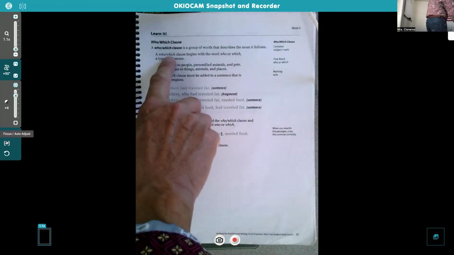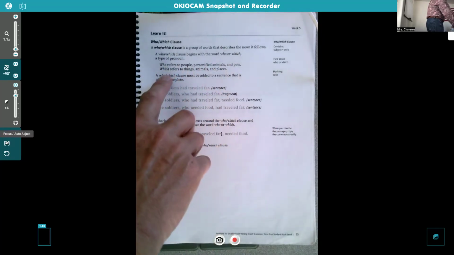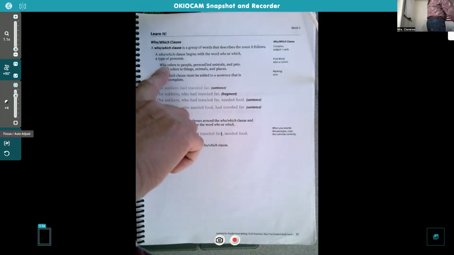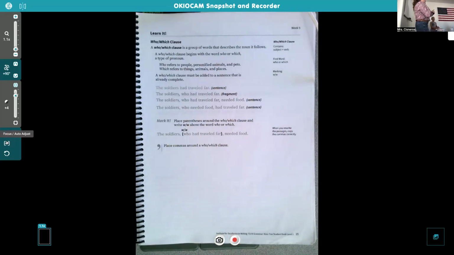So in a who which clause, it begins with the word who or which. We use who when we're talking about a person, like Ashlyn, who is seated at the end of the table, is smiling at me. I'm telling the noun is Ashlyn, and then I'm giving a little more about her, describing her a little bit more. So I use who because I'm talking about a person.